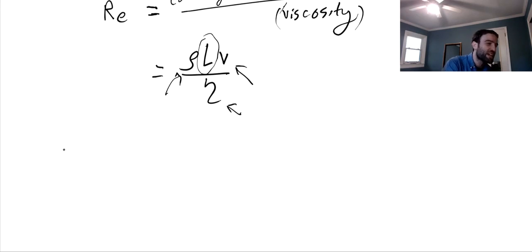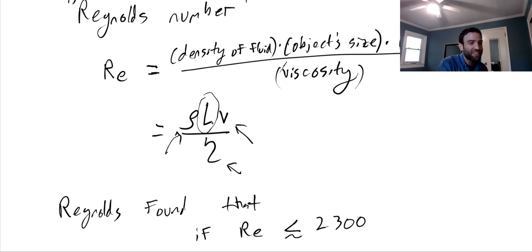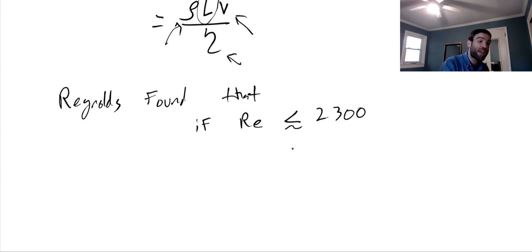this researcher, Reynolds, found empirically that if the Reynolds number was less than something, about 2300. By the way, you'll notice this combination, density, length, velocity divided by viscosity, actually has no dimensions. So there's no units associated with the Reynolds number. It's a pure number. So Reynolds found that if that pure number is less than about 2300, you got laminar flow.